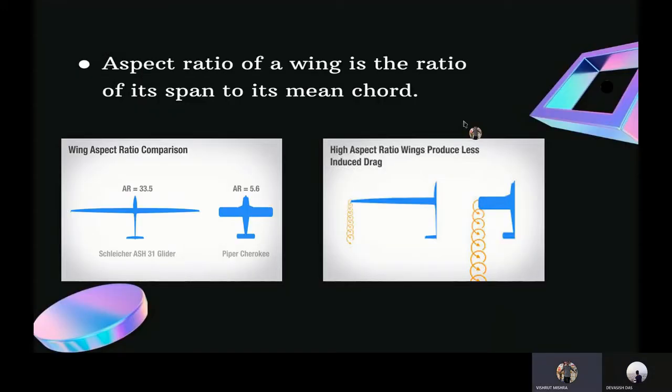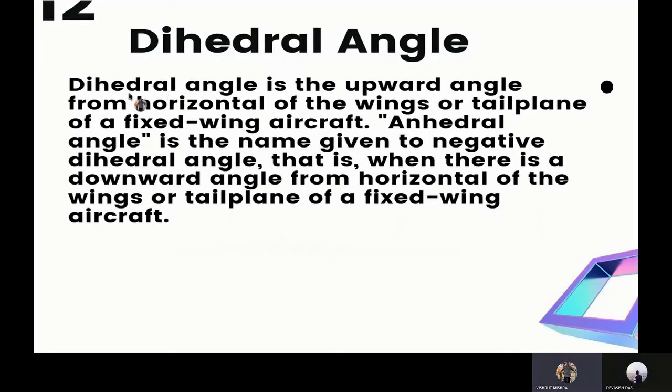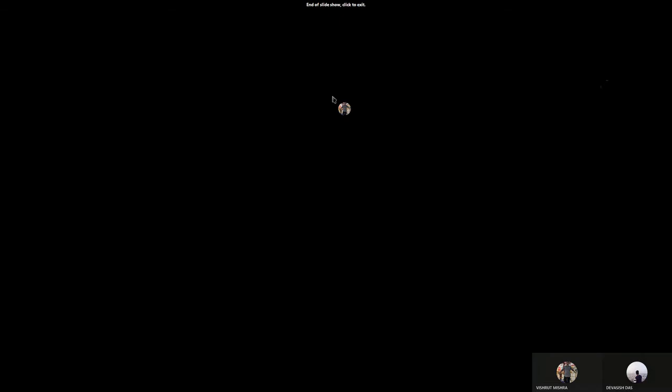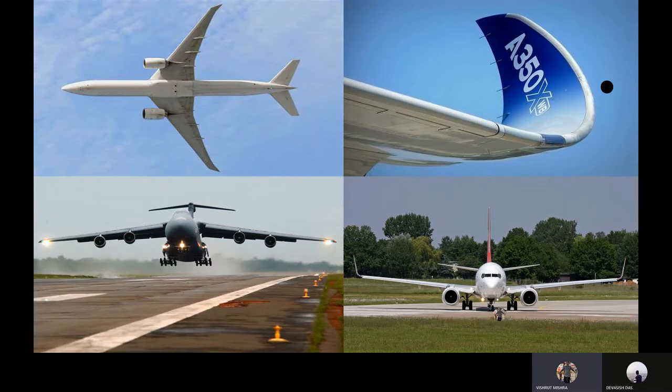Now let's discuss the dihedral angle. Most of you guys have seen dihedral angle in passenger planes. Let me show you. So this is our passenger plane. You can see that our wings are a bit upward in direction from the horizontal level. Okay, so this is our dihedral angle.